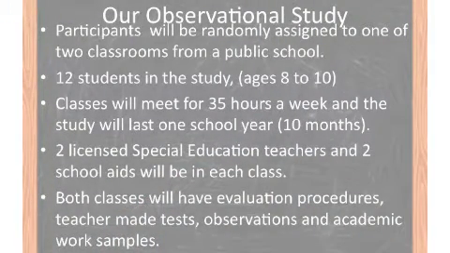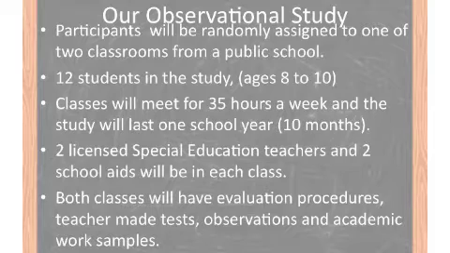Our observational study will include participants who will be randomly assigned to one of 2 classrooms from a public school. 12 students are going to be in the study who range from 8 to 10 years old. There will be 2 licensed special education teachers and 2 class aides. Classes will meet for 35 hours a week and the study will last approximately 1 school year. The classrooms will be set up in the same manner.